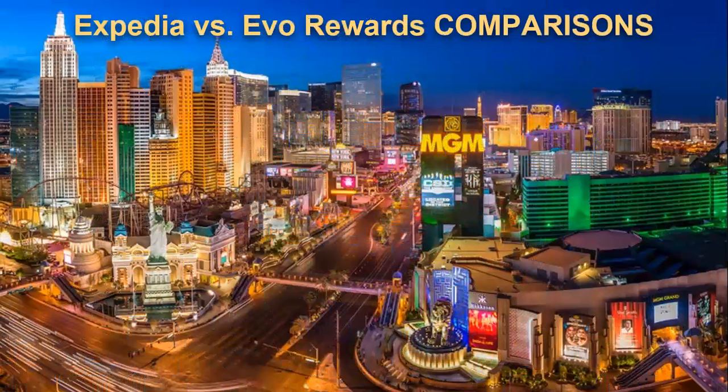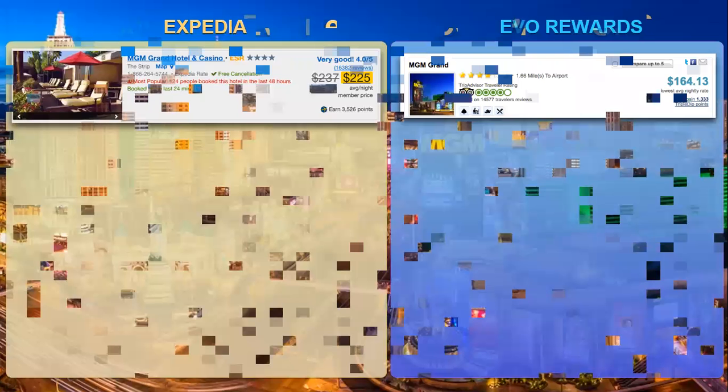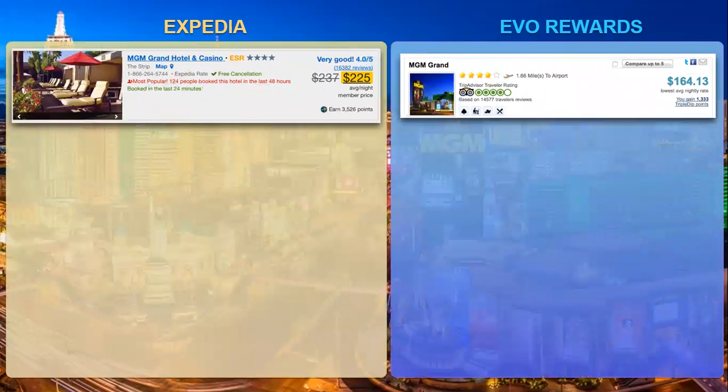Now, a lot of people may be wondering how the Evo Rewards work. So this next slide is excellent in comparing Expedia versus Evo Rewards. Now, you want to start off by setting up the scenario in this slide. And the scenario basically is you have the MGM Grand Hotel and Casino that you found in Expedia, and then you're comparing it to the Evo Rewards program.